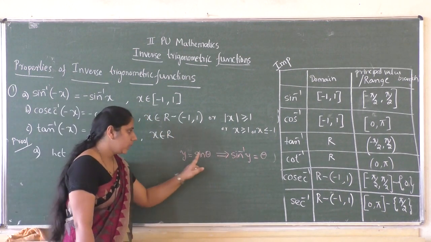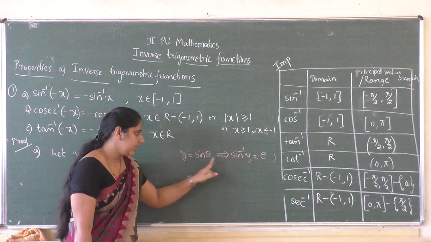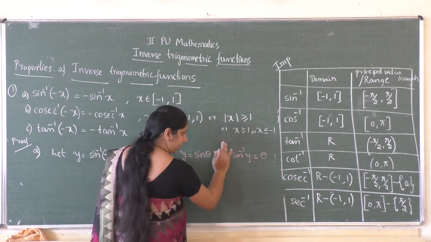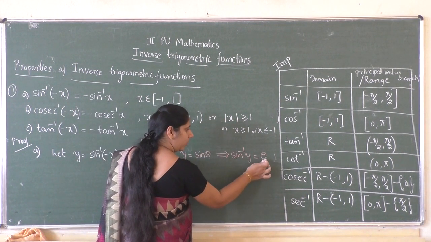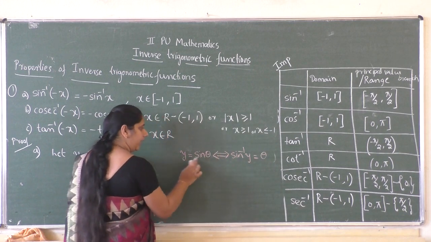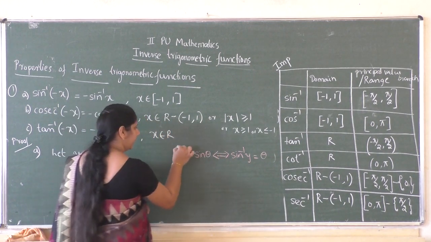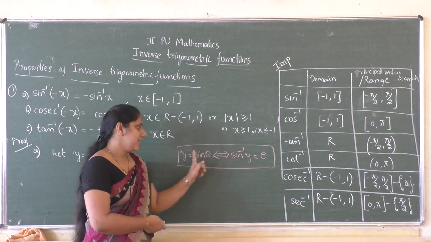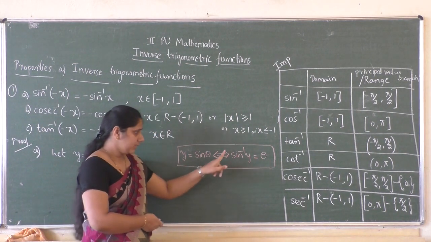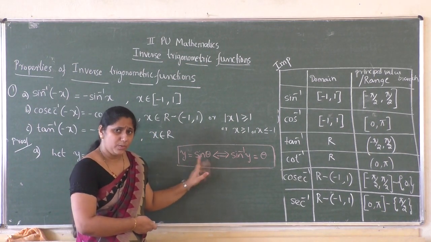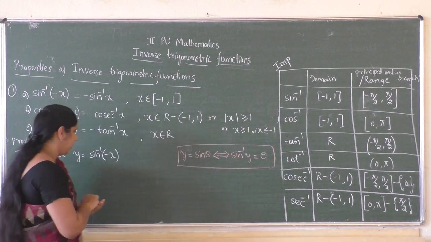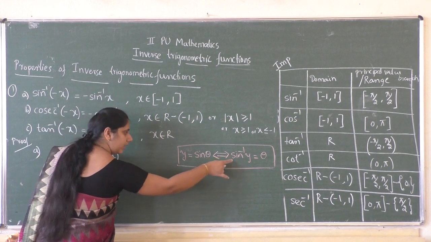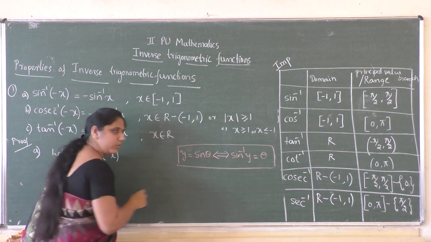If y equal to sine theta, then it can be written as sine inverse of y equal to theta, or if they give sine inverse y equal to theta, then you can write y equal to sine theta. So remember this property, y equal to sine theta if and only if sine inverse of y equal to theta. The same type of property holds for all the remaining. So see this now, here y equal to sine theta if and only if sine inverse of y equal to theta, right?